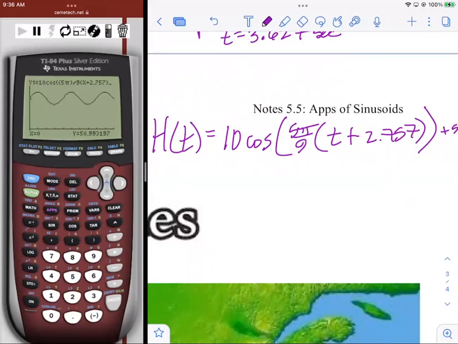How come it doesn't say 51? We rounded it with 2.756, but that gives us confirmation. And is it going up or down at that point? It's going up away from the floor, which is what we want. If you graph this and you see that it's going down, that means you did the wrong thing. You subtracted instead of added.